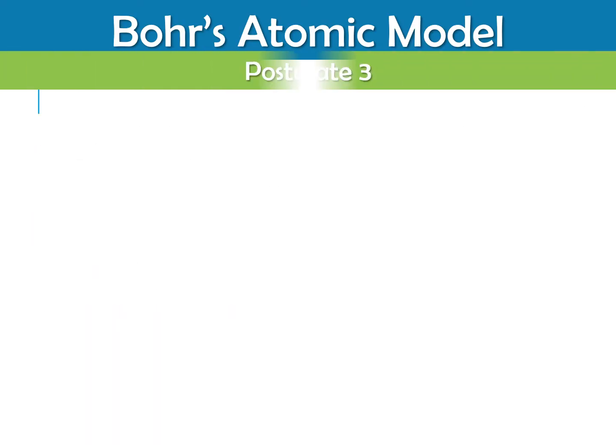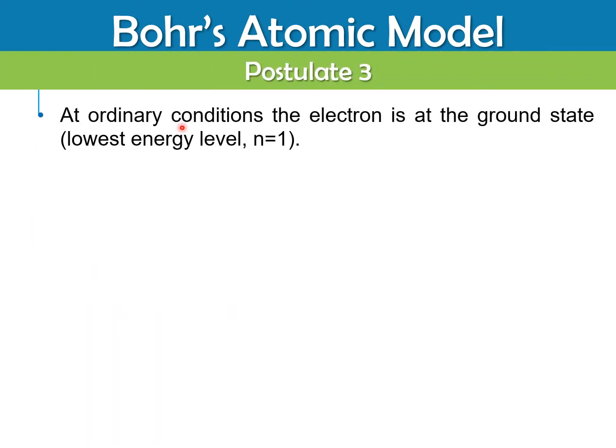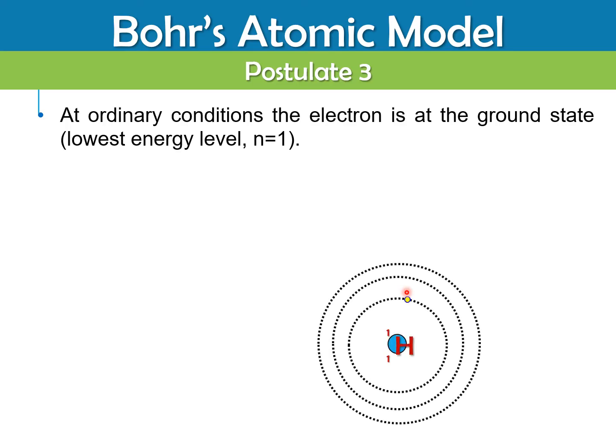Next is postulate 3. At ordinary conditions, the electron is at the ground state, which is lowest energy level n is equal to 1. That means pada keadaan biasa, elektron ni dia berada pada ground state. Ground state ni adalah energy level yang paling rendah, which is n is equal to 1.